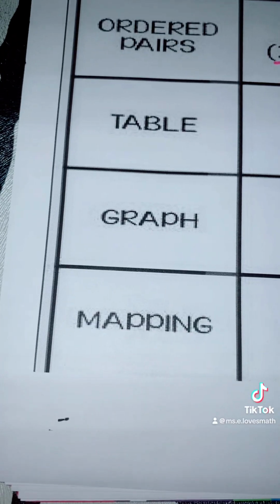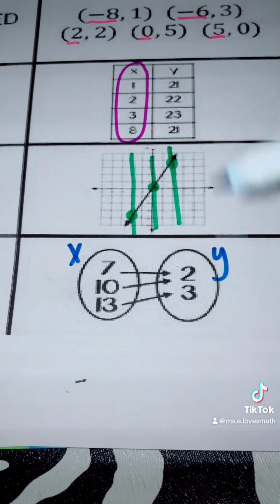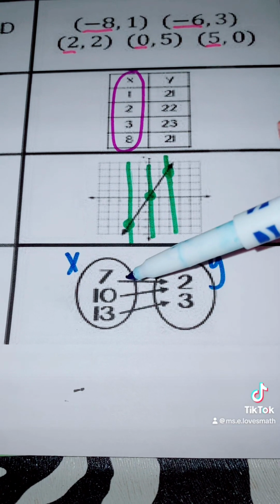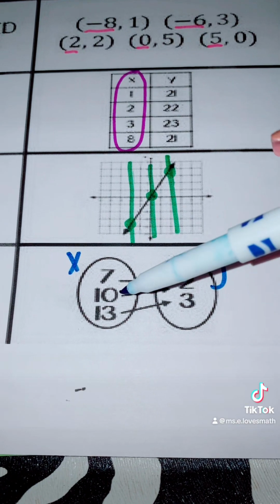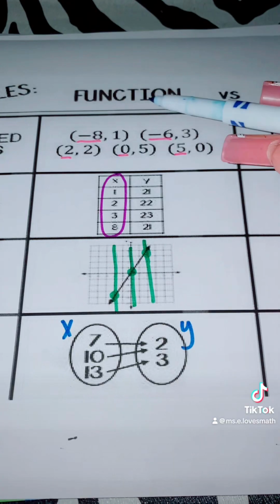Mapping diagrams. Again, pay attention to your x or your domain. Each x value or each domain value should have one line coming off of it. That means it's a function.